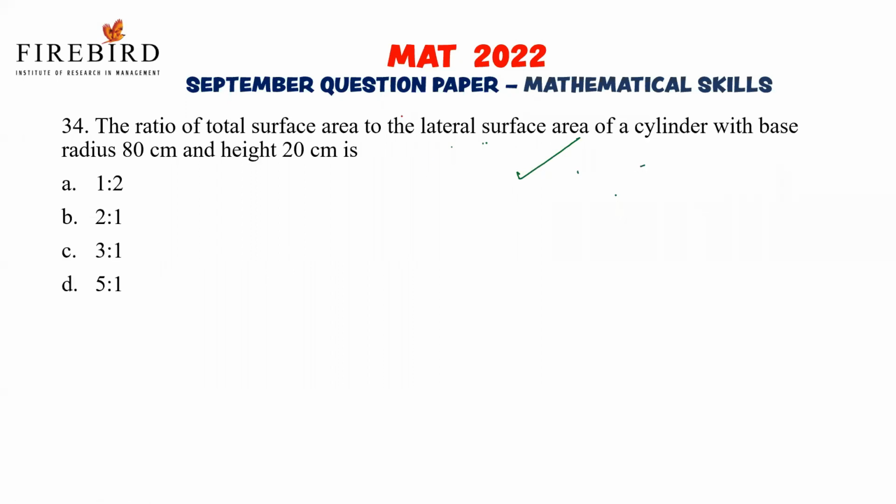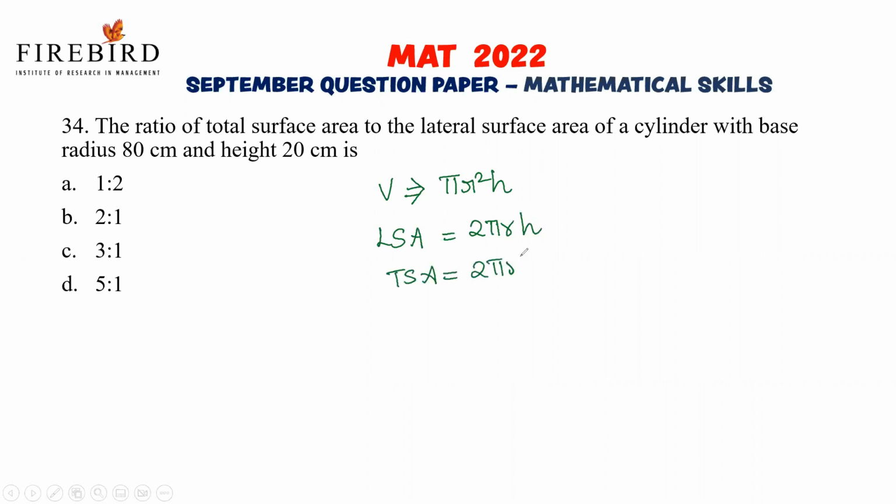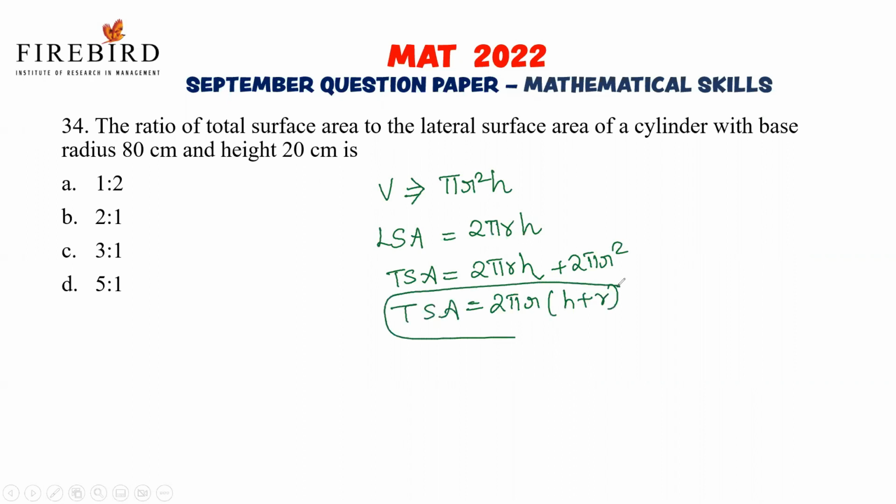The ratio of total surface area to the lateral surface area of a cylinder. What is the total surface area of a cylinder? So just remember, volume of a cylinder is nothing but pi r square h. Okay, and lateral surface area is nothing but 2 pi r h. Total surface area is nothing but lateral surface area plus 2 times the base area. So if I take out 2 pi r as common, the total surface area is 2 pi r into h plus r, which is the formula for the cylinder.